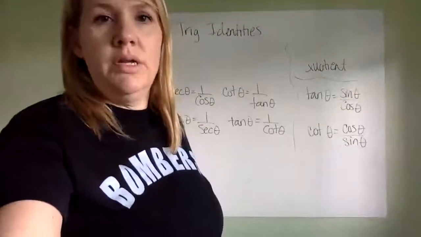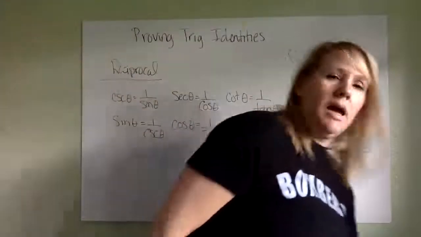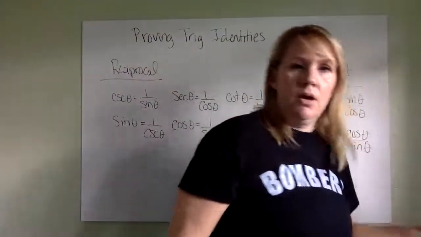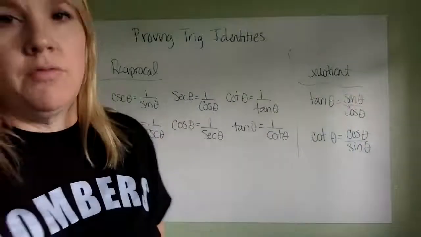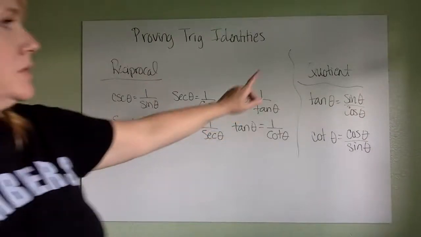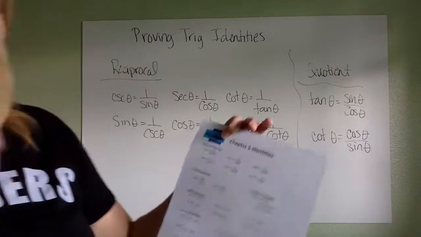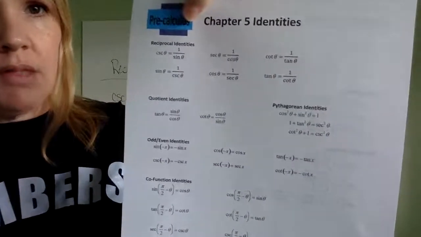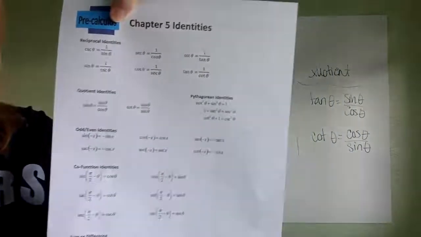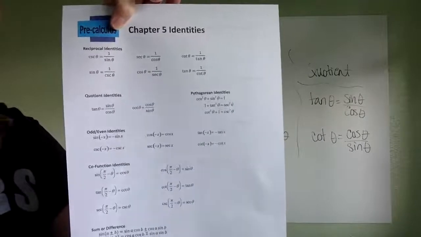Today we are going to talk about proving trig identities. I have posted on our Canvas page this sheet of chapter 5 identities. I've written down the reciprocal identities and the quotient identities here on my board. I'm going to erase them in a second. You're going to want this handy when you are working on this assignment, so you'll either need it up on your screen or print yourself a copy.